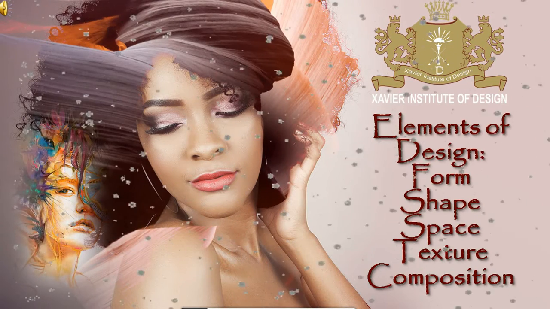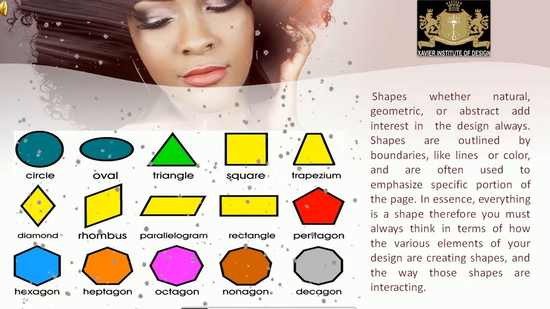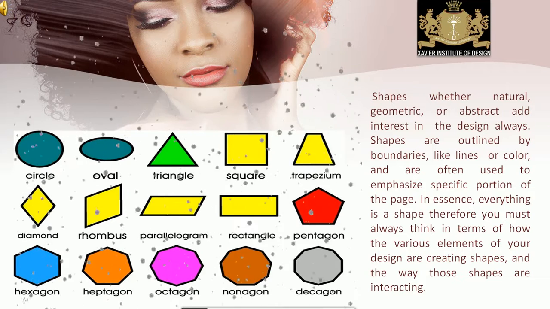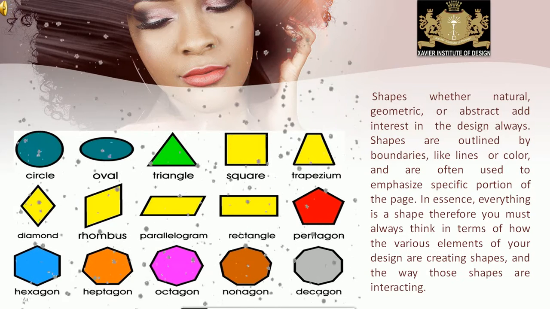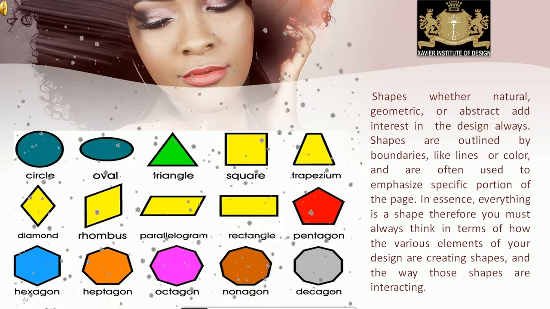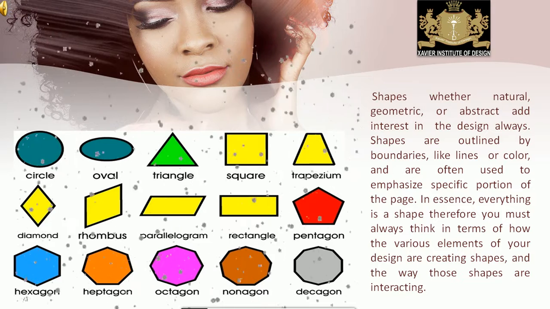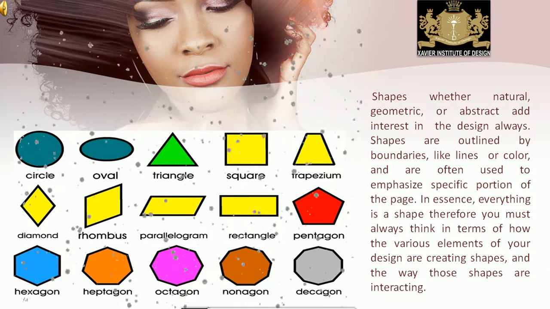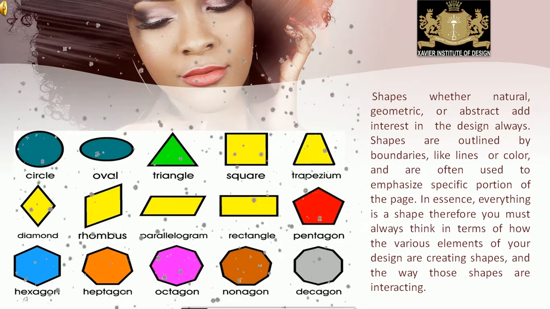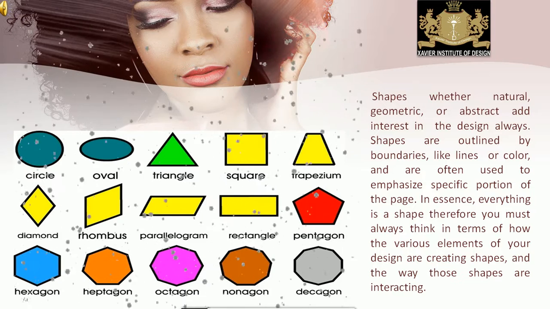Today we will study some topics of elements of design: form, shape, space, texture, and composition. Shapes, whether natural, geometric, or abstract, always add interest in the design. Shapes are outlined by boundaries, like lines or color, and are often used to emphasize a specific portion of the page. In essence, everything is a shape, therefore you must always think in terms of how the various elements of your design are creating shapes, and the way those shapes are interacting.